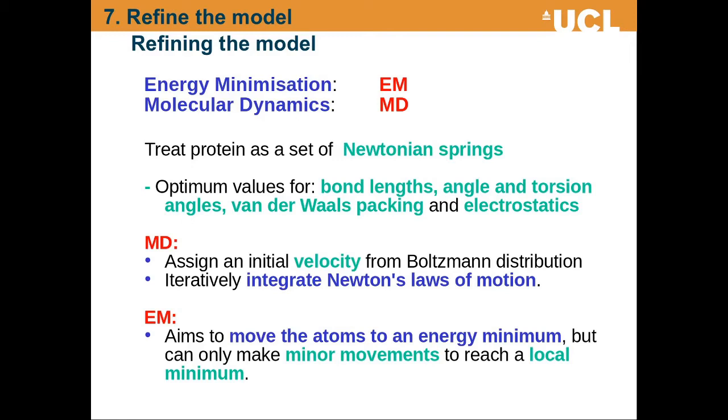In molecular dynamics, what we do is assign an initial velocity to each atom based on a Boltzmann distribution. And then from the positions of the atoms, we can calculate the forces. Given that force equals mass times acceleration, we can then calculate accelerations. We can take a time step based on the velocity and move each atom to a new position. We update the velocity based on the acceleration, and we keep doing this over and over again, and that has the effect of iteratively integrating Newton's laws of motion. In energy minimization, we aim to move the atoms to an energy minimum.